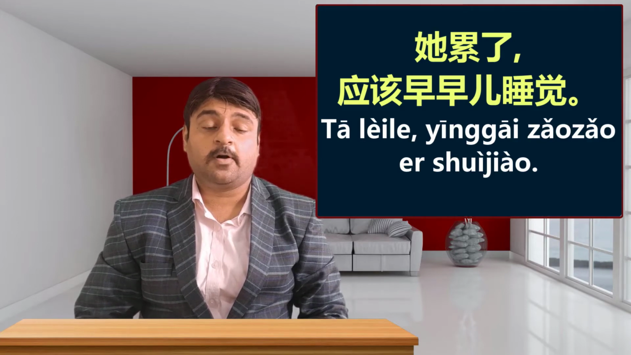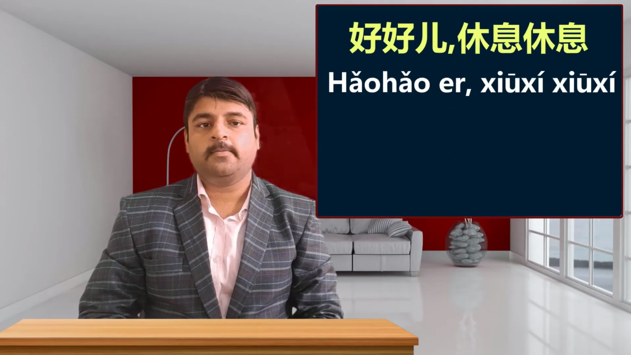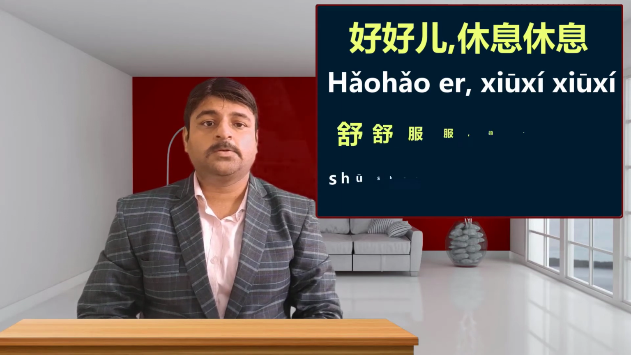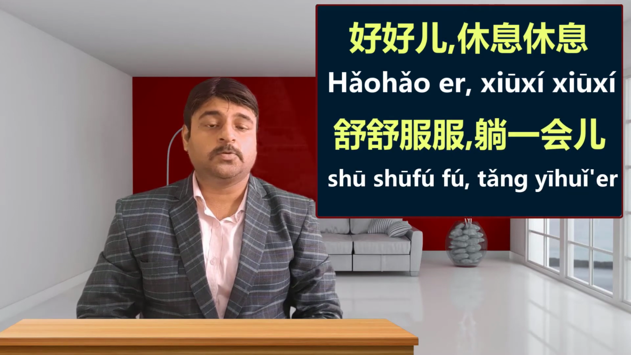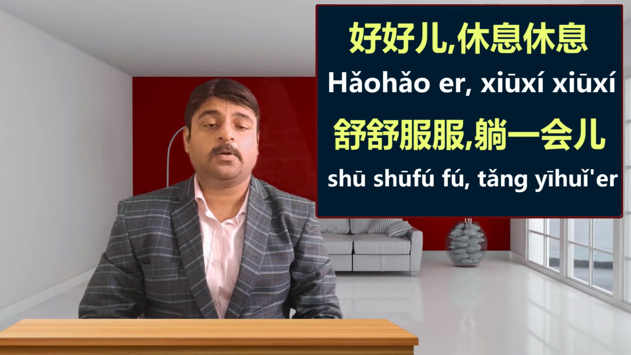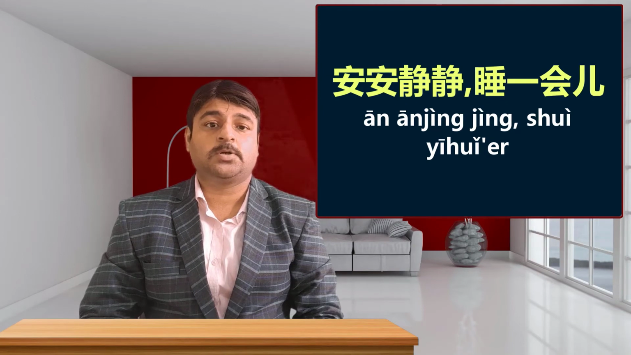Moving on to the words in the box to make replacement. Let us read out the following words. 好好儿, 休息休息, take a good rest. 舒舒服服, 舒服 is comfortable. So this is repetition of a disyllabic word. 躺一会儿, to lie down a while, for a while. You should comfortably lie down for a while. 安安静静睡一会儿, peacefully sleep for a while. This was the substitution drill.